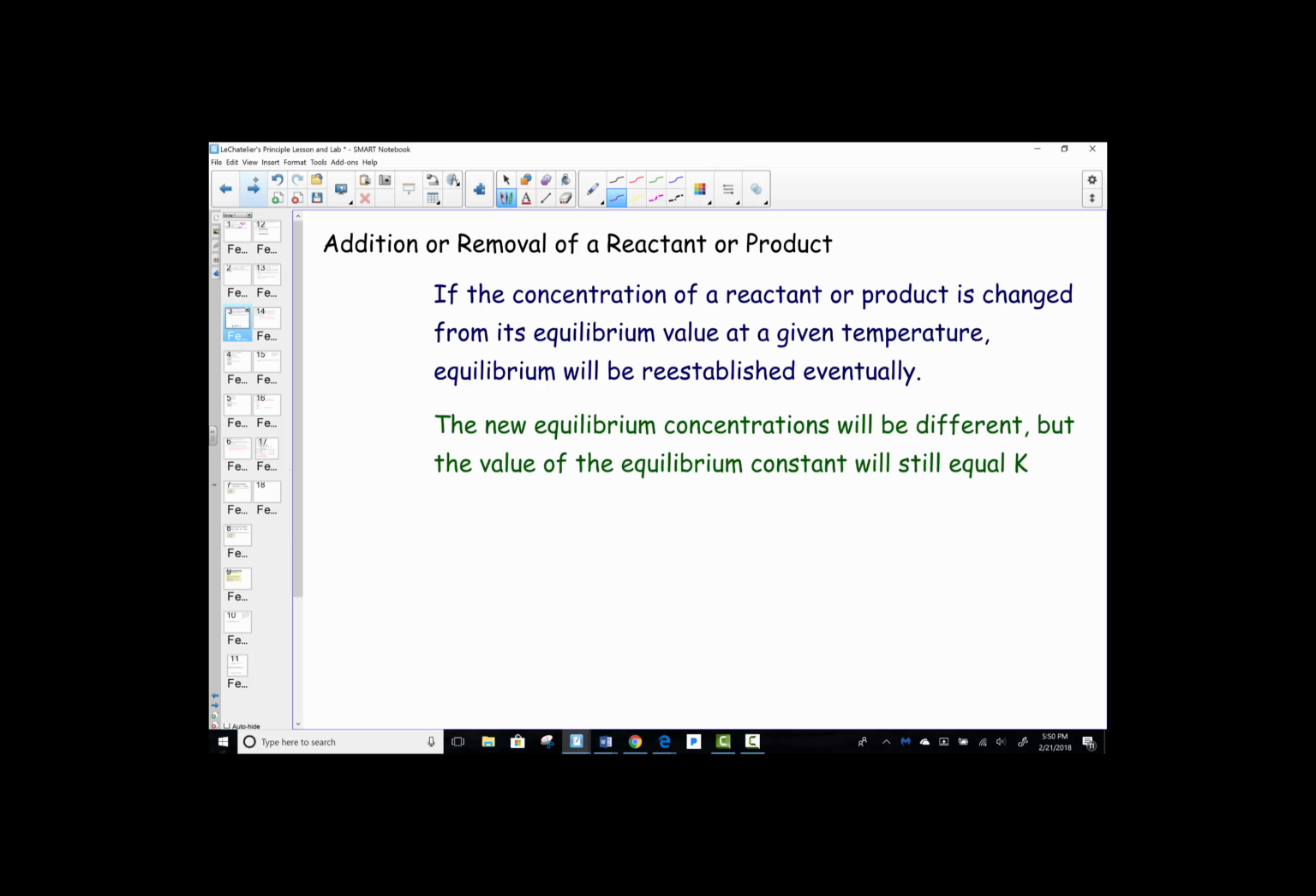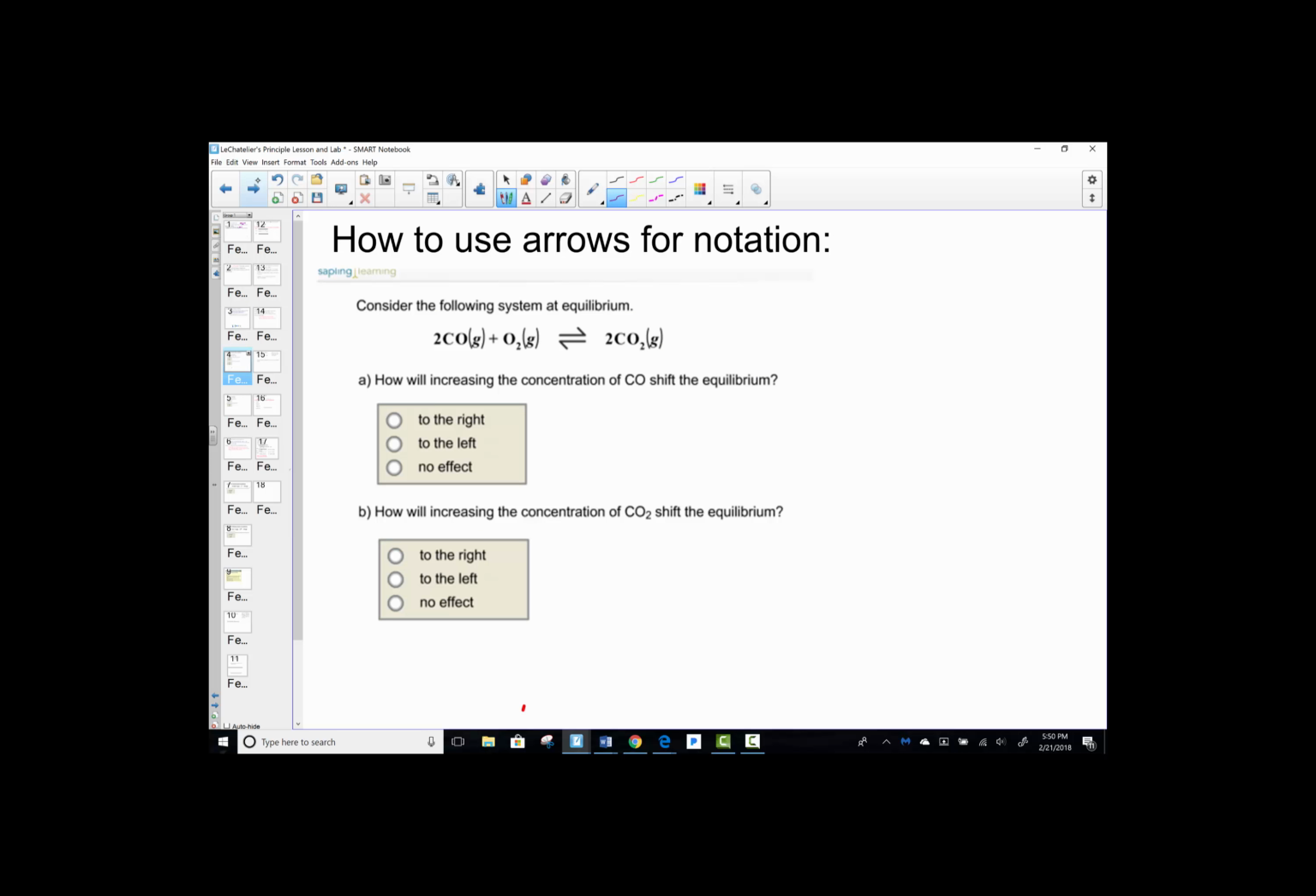We know if the concentration of a reactant or product is changed from its equilibrium value at any given temperature, equilibrium is eventually reestablished. Over time, the excess amount gets used up. The new equilibrium concentrations will be different, but remember the equilibrium constant, K, will remain the same. Let's take a closer look at what that means, changing concentration, and I'm going to use a sample example.